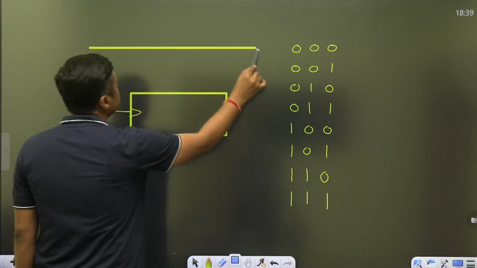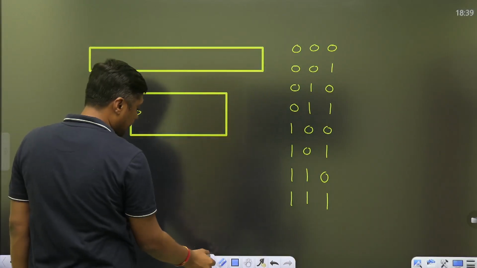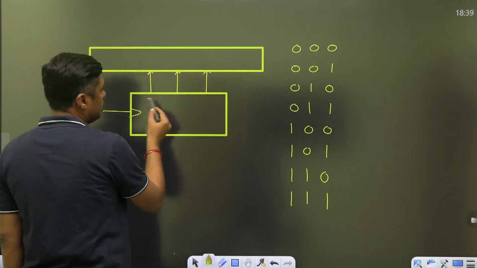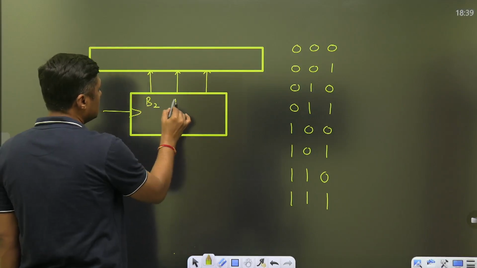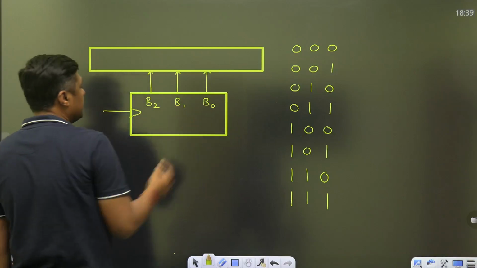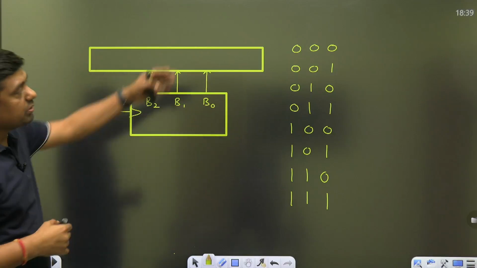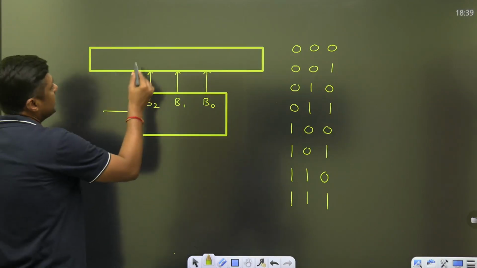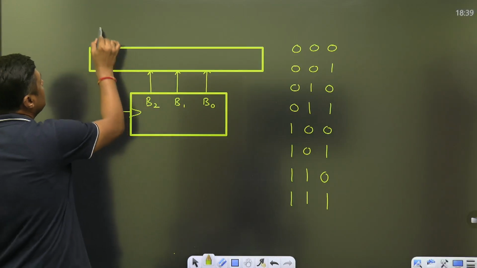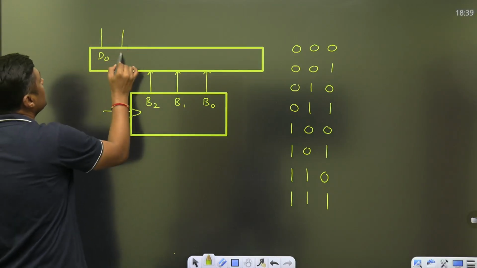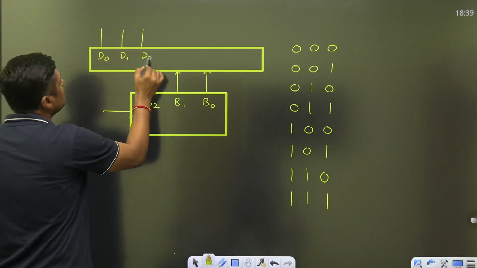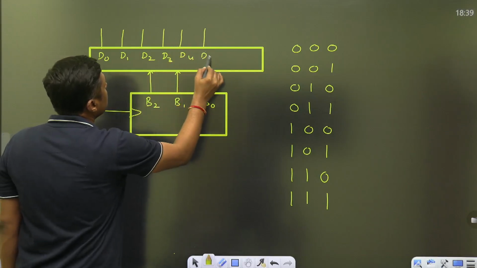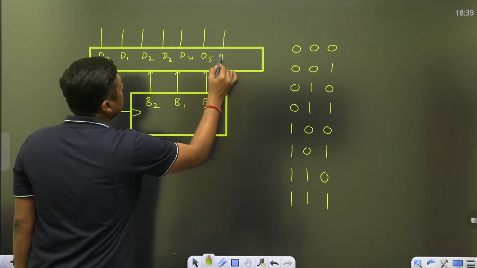So what will be the output? 3 output terminals here. 1, 2 and 3. You can give any name, for example B2, B1, B0. This is the binary counter. We are giving the clock pulse, so that is the counting output of this. Now it is connected to a decoder. The decoder has 3 inputs and a total of 8 outputs: D0, D1, D2, D3, D4, D5, D6 and D7.